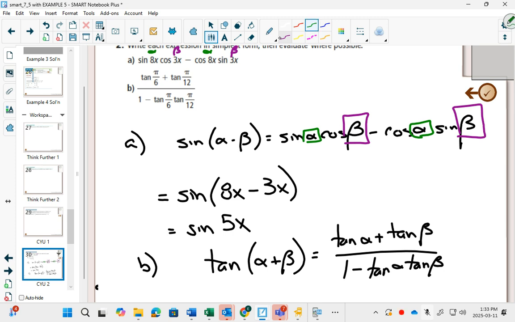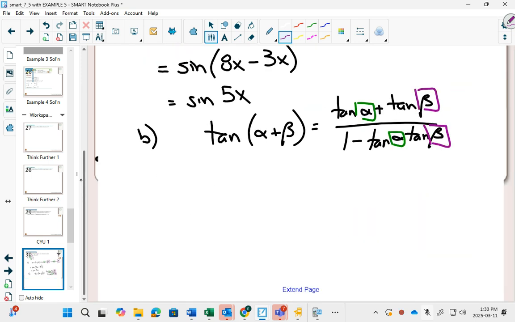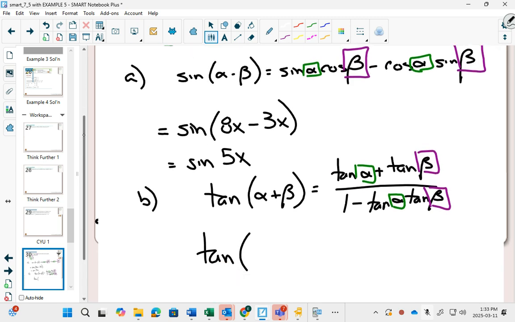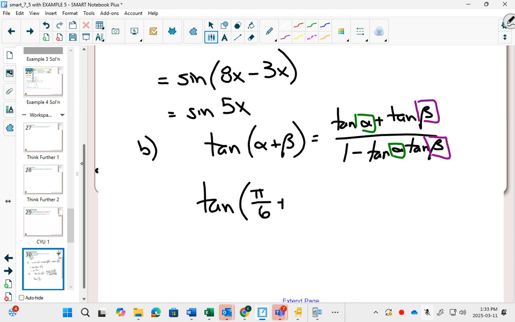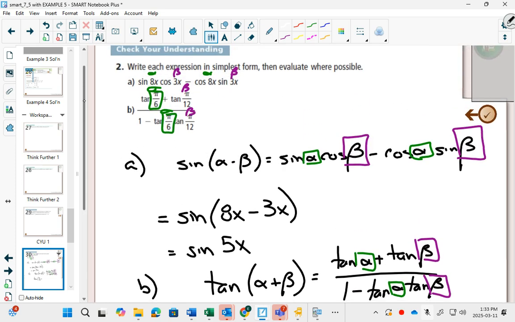So if these are my alphas, and these are my betas, does my formula match up perfectly? Alpha, alpha, beta, beta? Yes, it matches up perfectly. So that means I can take B and rewrite it as tan of alpha, which was pi over 6, plus beta, which was pi over 12.